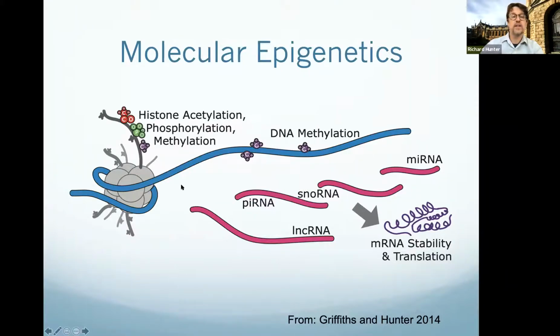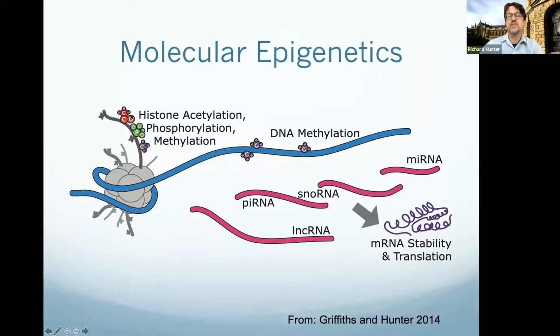Then there are these modifications of the histones, and roughly every 140 bases of DNA is wrapped around what's called a nucleosome, which is an octamer or 8-piece ball of these histone proteins. And they have tails that stick off of them that can be modified in various ways. So they can have acetyl groups put on them here, or they can have phosphate groups put on, they can have methyl groups. And these modify the local structure of the DNA.